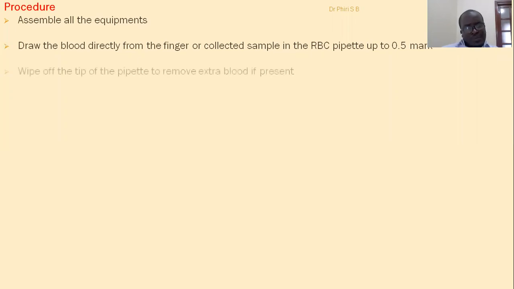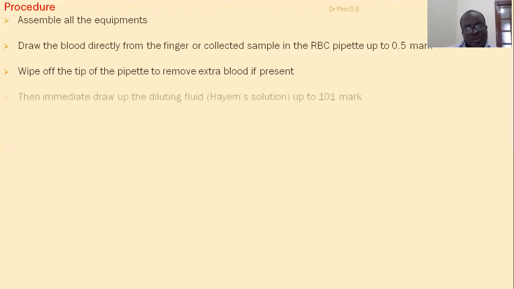Then after that, you wipe off the tip of the pipette to remove extra blood if present. Sometimes there could be some blood remaining on the tip, so you can use a tissue or cotton to wipe off the blood. From there, you introduce your diluting fluid. Immediately draw up the diluting fluid, the AM solution, up to the 101 mark. So you aspirate again. There's blood first, then you aspirate the AM fluid solution up to the 101 mark.